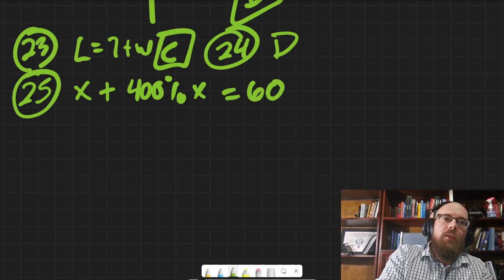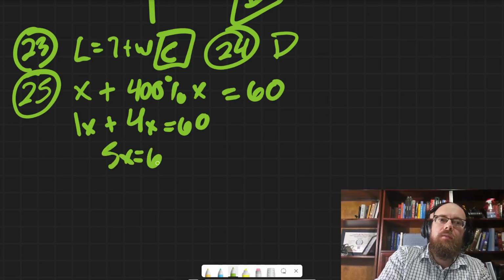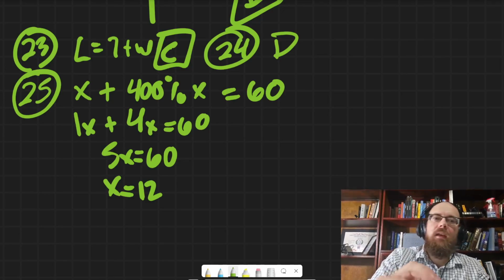Okay. Well, then that's 1x plus 4x. 400% is just 4, so 1x plus 4x. So that's 5x. So then that would be x is equal to 12. So that's A.